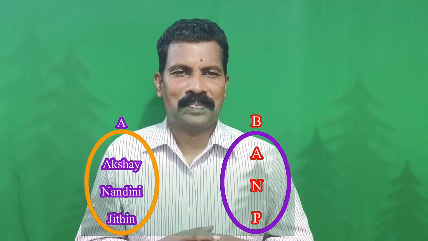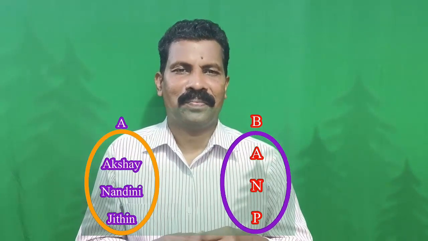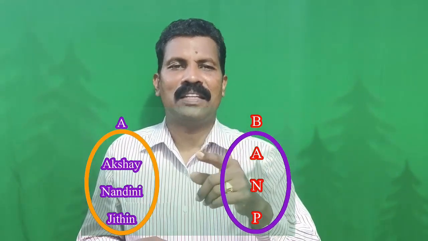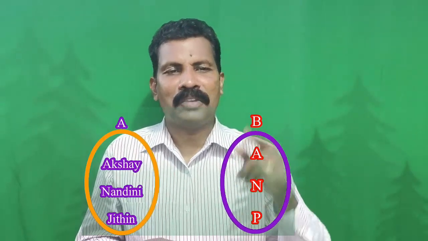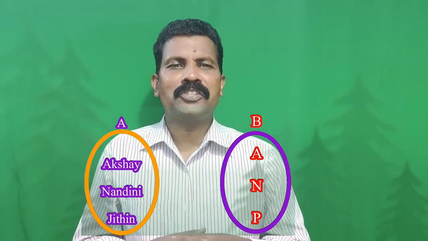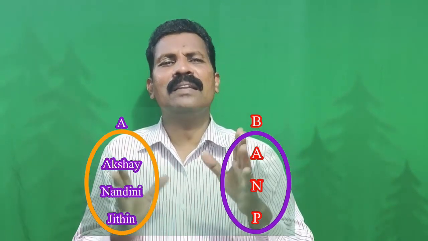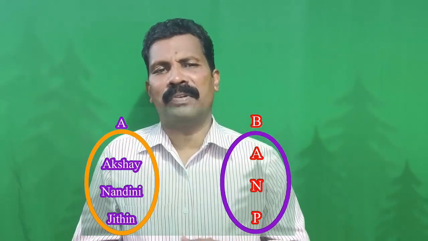Now suppose we take capital A having the same elements, Akshay, Nandini, Jitin, and capital B having the elements capital A, capital N, and capital P. And we are not going to associate any element of capital A to any element of capital B. That is like this.